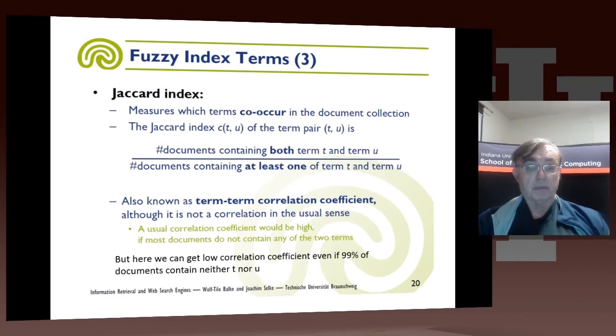So this is the term-term correlation coefficient, and it's not exactly a correlation in that suppose two words are such that 99% of the documents contain neither of those words, then actually they're pretty correlated because they're only present in 1% of the documents. And the fact that only in that 1% actually makes the correlation with them quite high. However, if those two terms don't occur very often in the same document, then this Jaccard index will give you a low correlation.